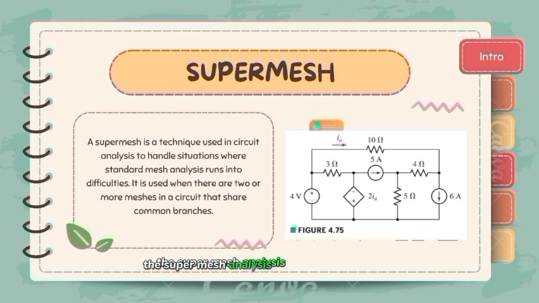The supermesh analysis is a powerful tool for dealing with meshes that share common branches. These are problematic cases for basic mesh techniques. We can write KVL equations around the supermeshes by combining interconnected meshes to determine their loop currents.